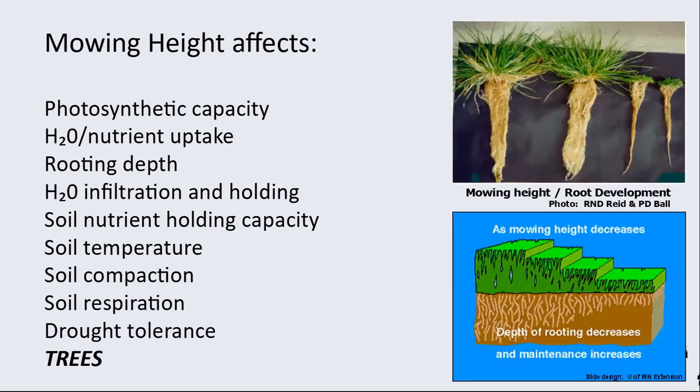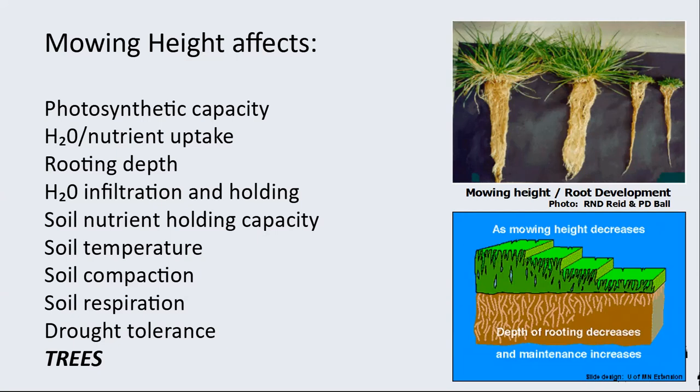So one of the things I always talk about if I'm talking to a homeowner, it literally is something as basic and simple as your mowing height. Your mowing height affects the synthetic capacity of the plant because you're always knocking it down. It affects the water nutrient uptake. It affects the rooting depth because you're taking energy away from its ability to root. And when you reduce the root system, you reduce the water infiltration and holding. It affects the nutrient holding capacity because it affects the soil microorganisms.